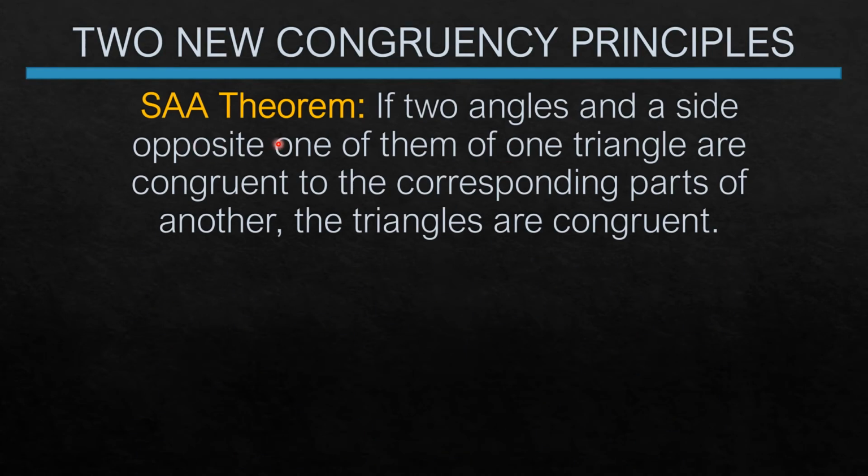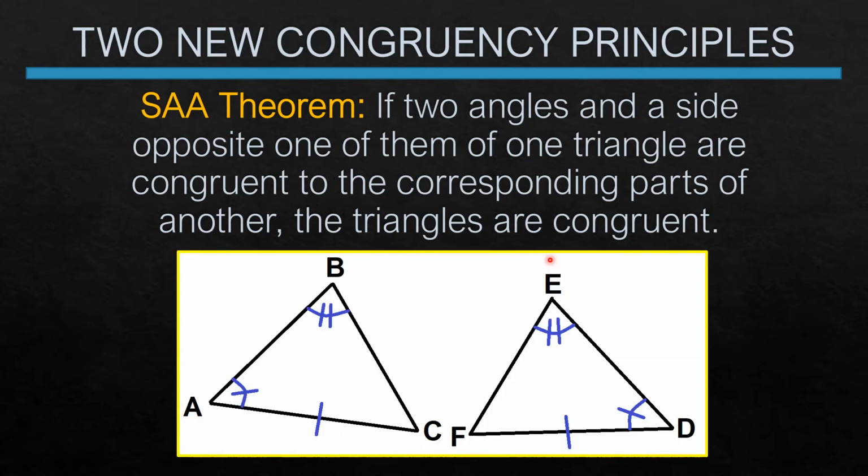The SAA theorem states that if two angles and a side opposite one of them of one triangle are congruent to the corresponding parts of another, the triangles are congruent. In the illustration, if angles A and B and the side opposite angle B, which is line segment AC, of triangle ABC are congruent to its corresponding parts in triangle DEF, then the two triangles are congruent.